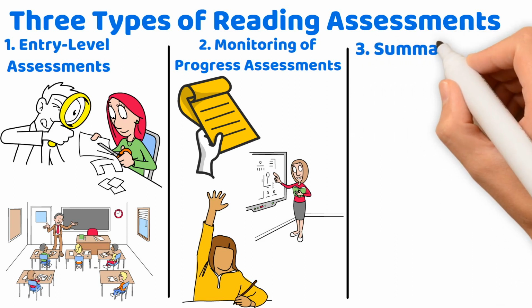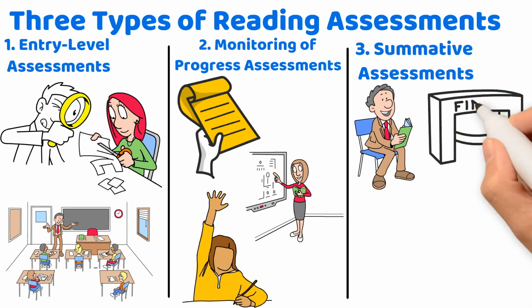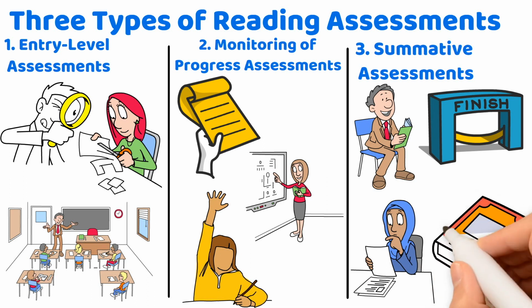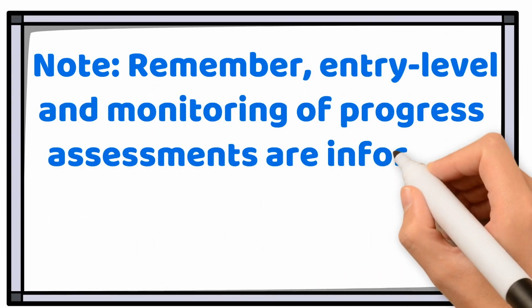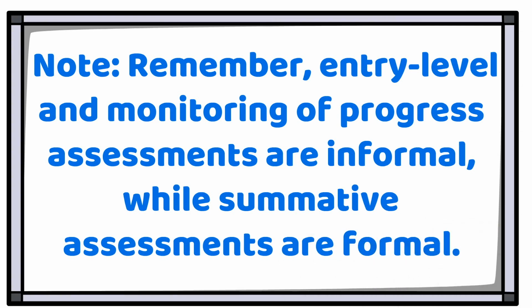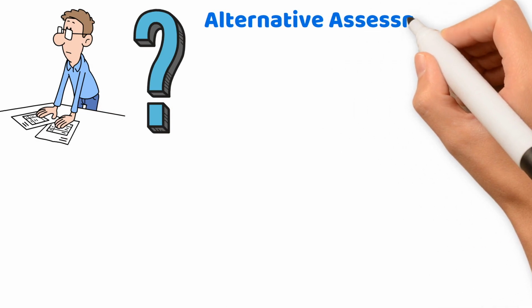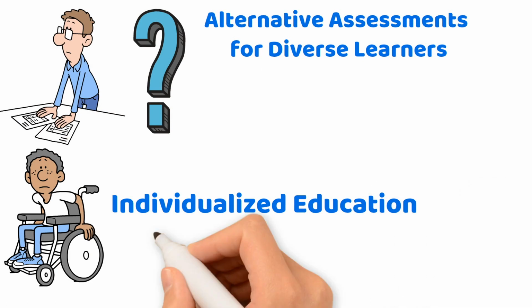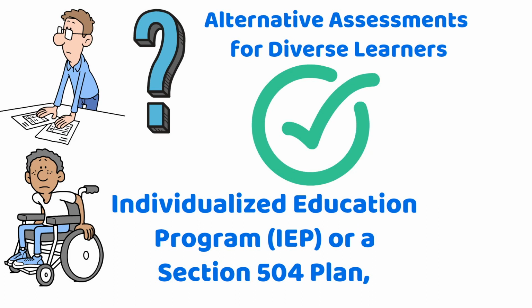3. Summative assessments. These are formal and occur after a learning period, such as at the end of a unit or semester, to evaluate overall learning and mastery of content. An end-of-unit test on a novel study is a common example. Note: remember, entry-level and monitoring of progress assessments are informal, while summative assessments are formal. For your exam, you'll want to be prepared to answer questions about alternative assessments for diverse learners. Students with disabilities might have an Individualized Education Program, IEP, or a Section 504 plan, depending on their specific needs.